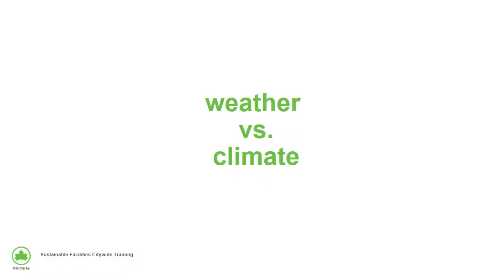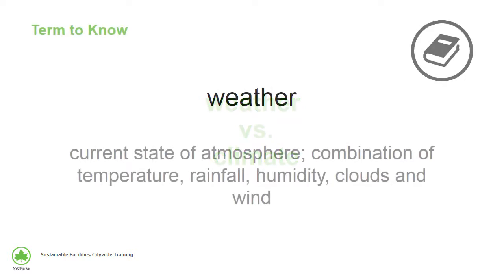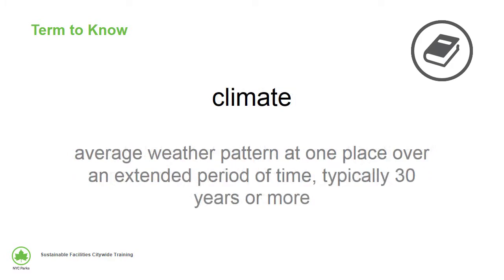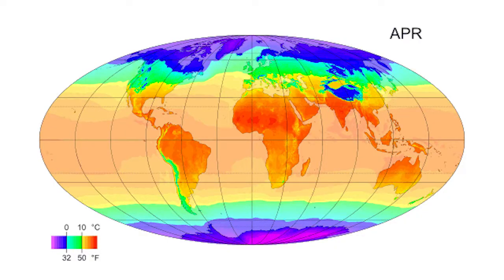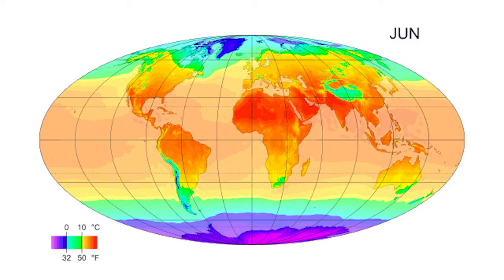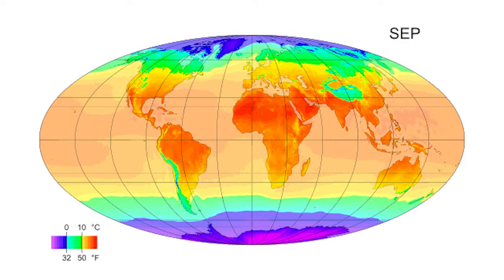Before we go any further, it's important to note the distinction between weather, which is the current state of the atmosphere at any given time, and climate, which is an extended pattern of weather over many years. One rainstorm is an instance of weather. The average amount of rainfall in a given part of the world is a part of its climate. The climate of a given region of the world refers to the types of weather we can expect to see.